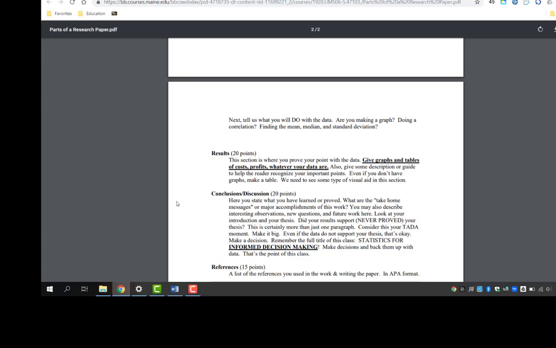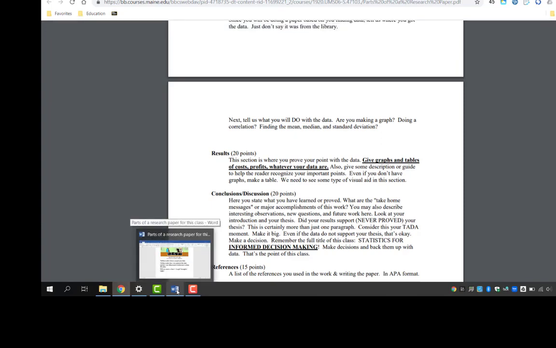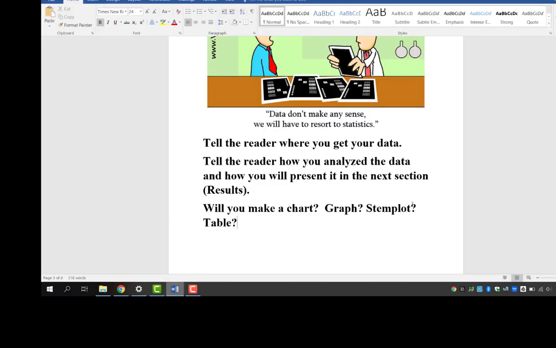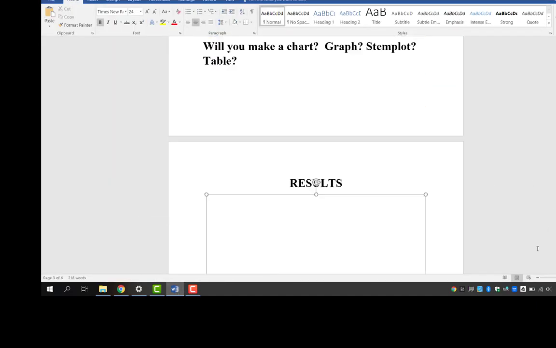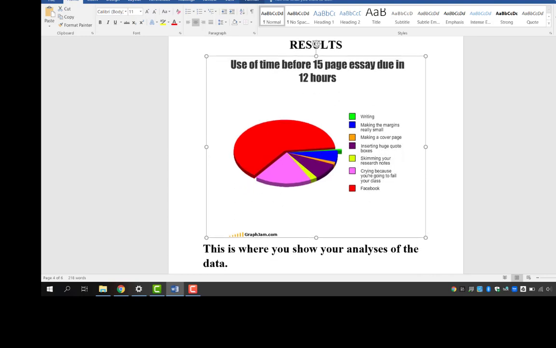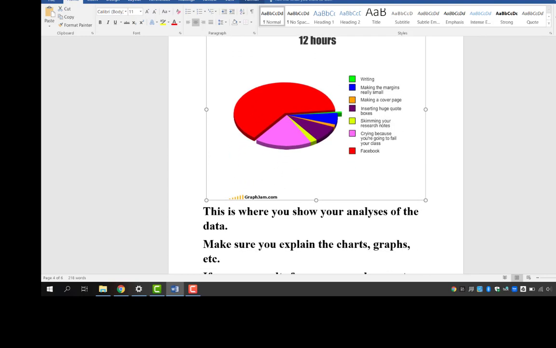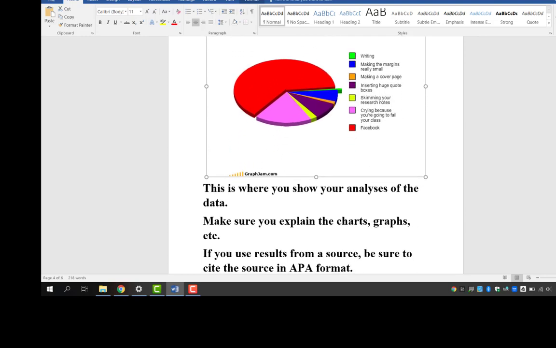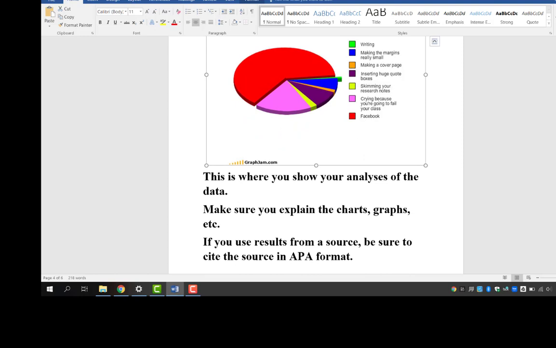If you recall from all of your stats classes or any of your other classes and research, you talk about how you present your graphs and how you're going to show us your data. So let's go down to the next section. This is where you show your analyses of the data. Make sure you explain the charts and graphs. You can use graphs and data from another source, but make sure you cite the source.